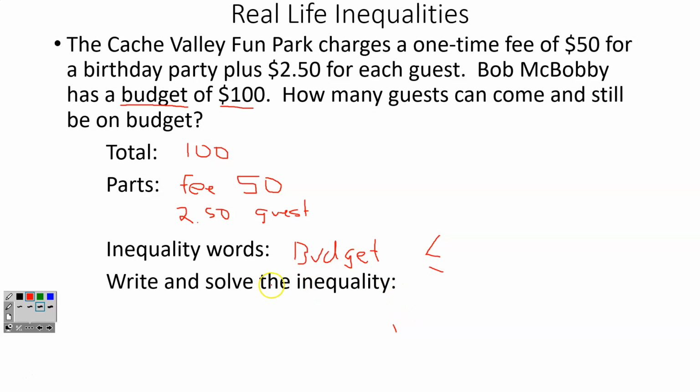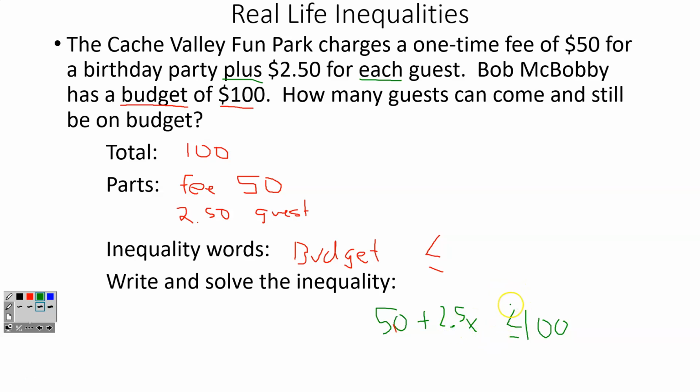So now when I'm writing and solving the inequality, I'm going to change colors. I'm going to put my total on this side, my inequality instead of an equal, and then I'm going to put the parts on this side. So I know it's a $50 fee, and I see the word plus, so that means add. And I see another keyword of each, so each guest, so I'm going to do 2.5. Each means multiply, so I'm going to use my variable because I don't know how many guests can come.